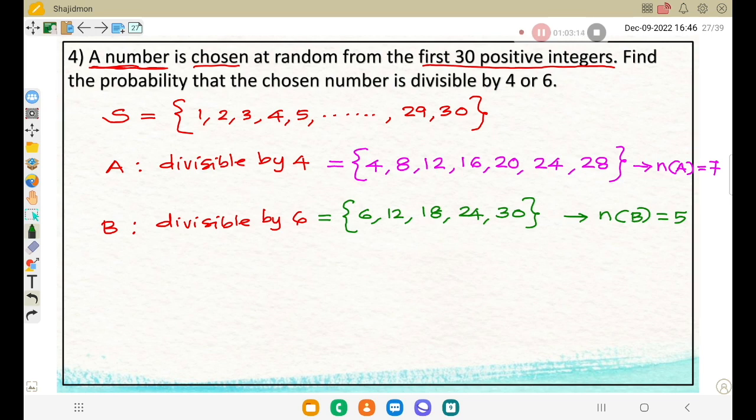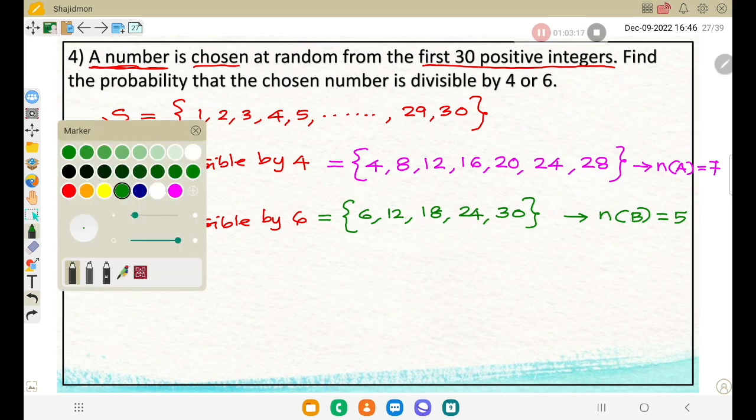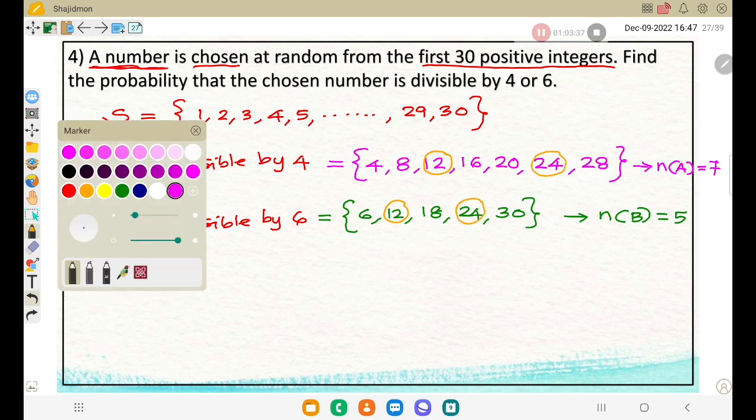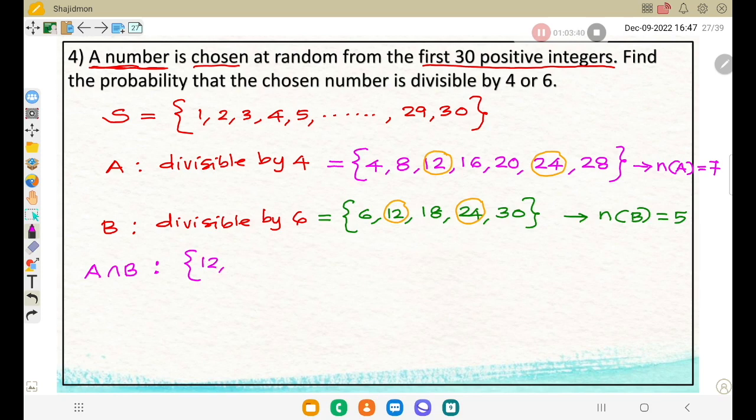Now what is A intersection B? A and B common numbers. What are the common numbers in A and B? 12 is common, here also 12 is common. What is the other number? 24, here also there. So A intersection B is 12, 24. So how many elements are there? The number of elements of A intersection B is equal to 2.